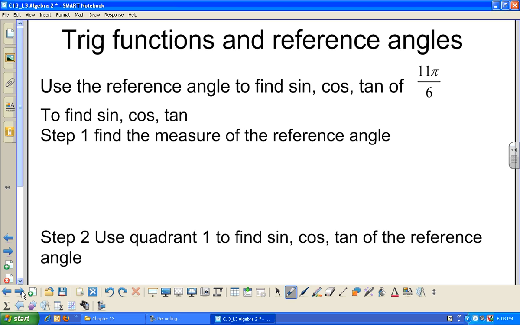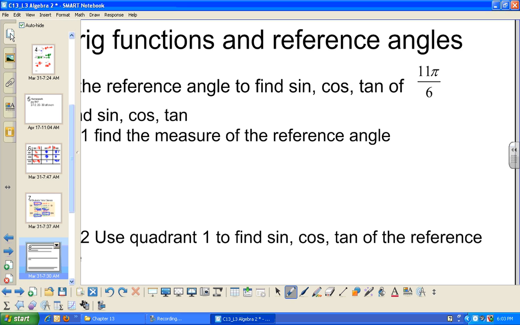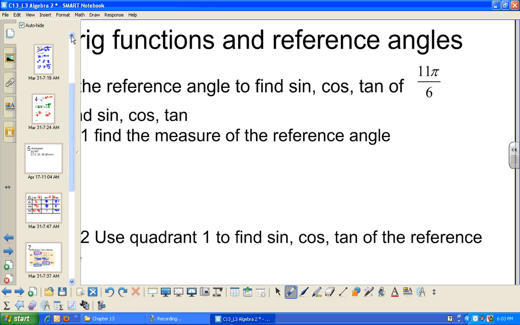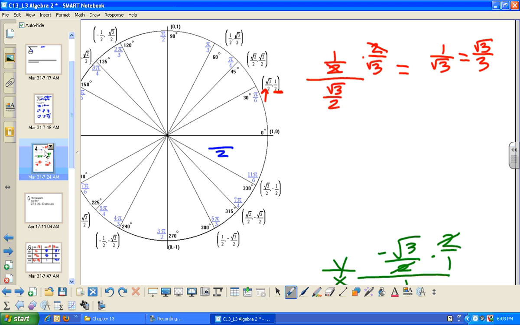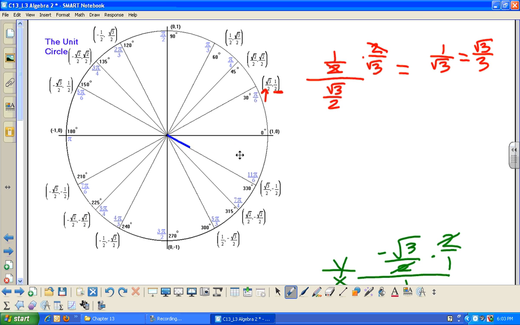the first thing that you want to do is find the sine, cosine, and tangent of the reference angle. So I want to find my reference angle of 11 pi over 6. Now if you look at your unit circle, 11 pi over 6 is right here. That means I want to find out this red angle measurement.